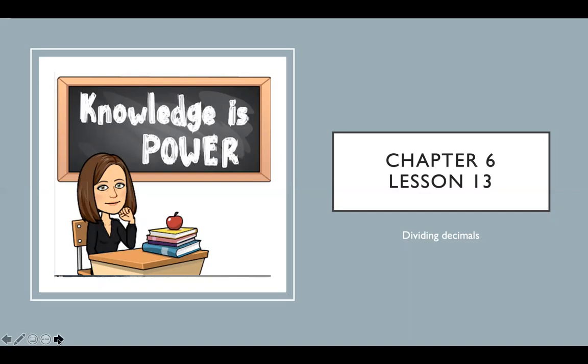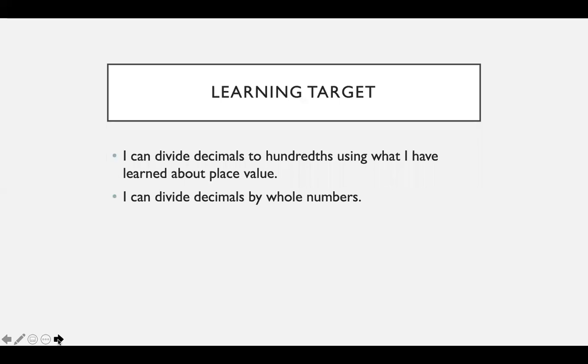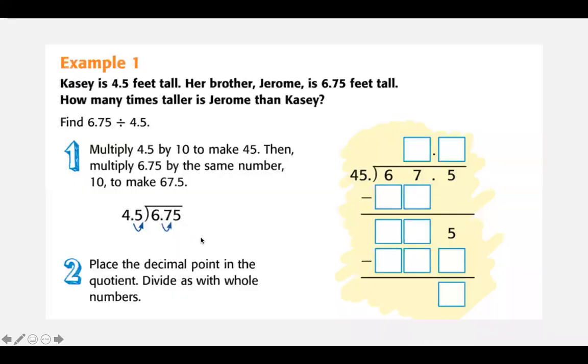Okay. All right, so our learning target today is I can divide decimals to 100ths using what I've learned about place value, and I can divide decimals by whole numbers. Make sure that when you're doing this, you really keep track of keeping your numbers lined up properly into their correct place values, okay? It's really important.